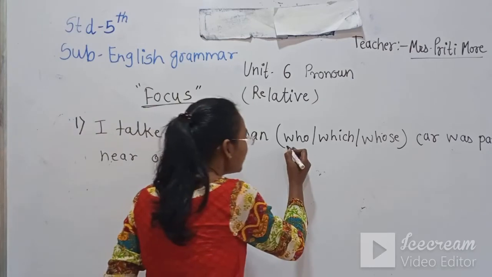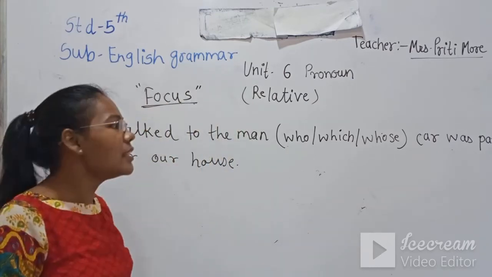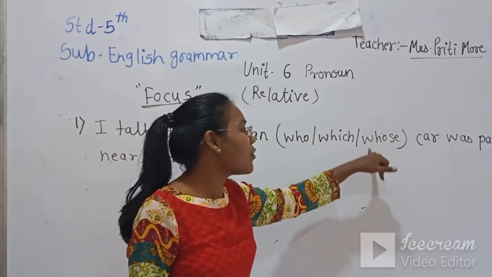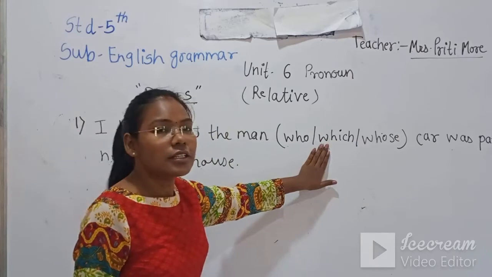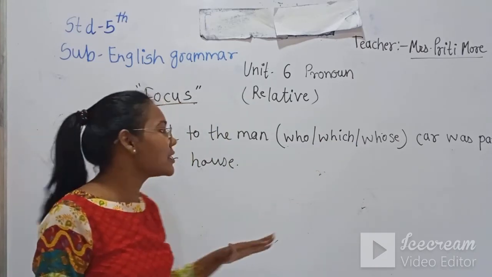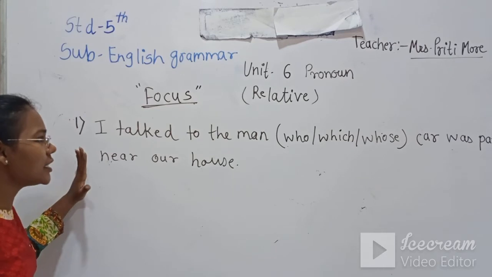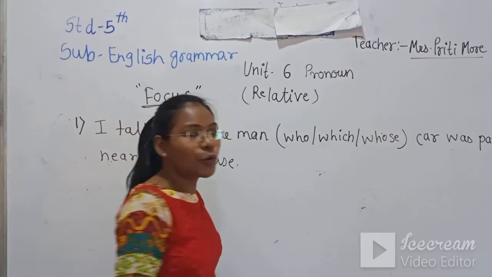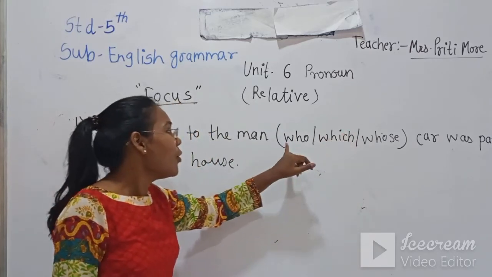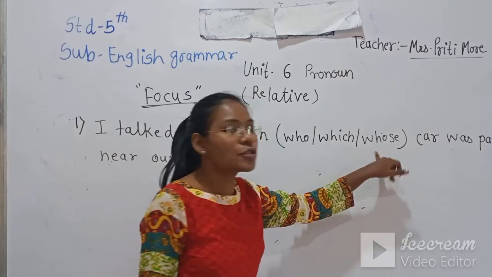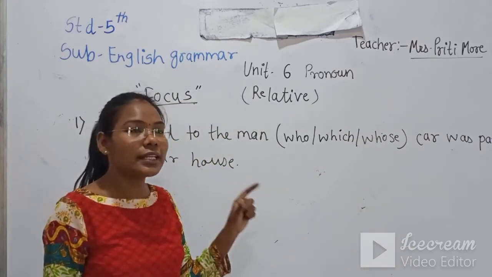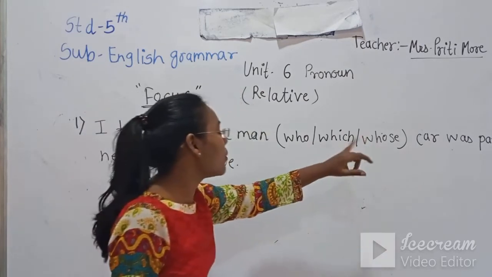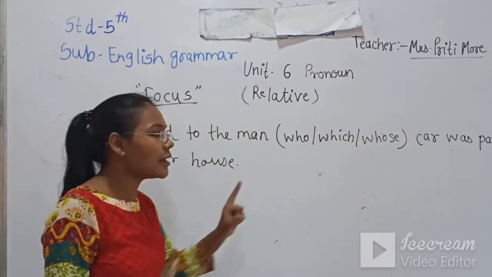Now we have seen we use who for the person, for living things, and whose also we use for living things, for the person. We use which for non-living things. Here the person is given, the man is given. That means living things are here. So definitely we are not going to take which. Now between who and whose, which relative pronoun do we take here?